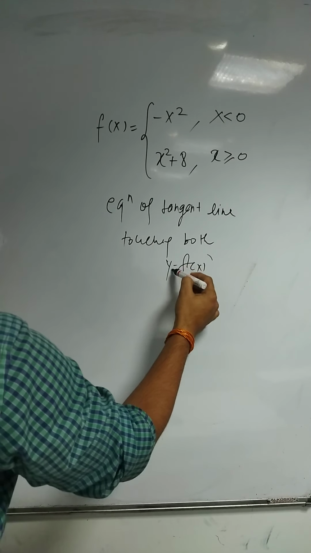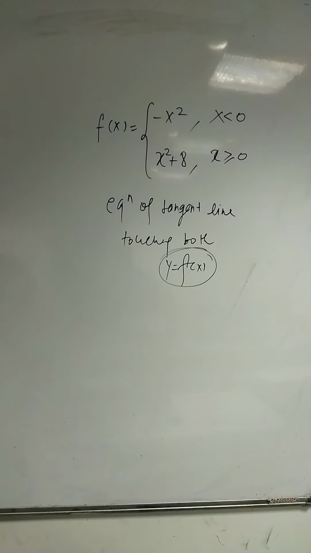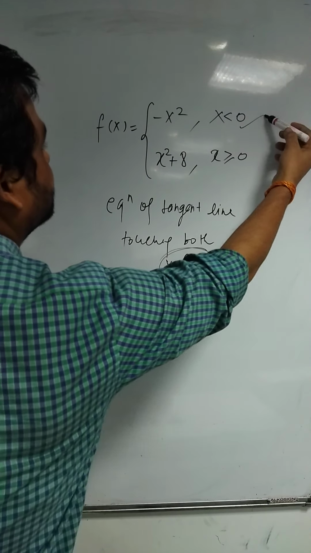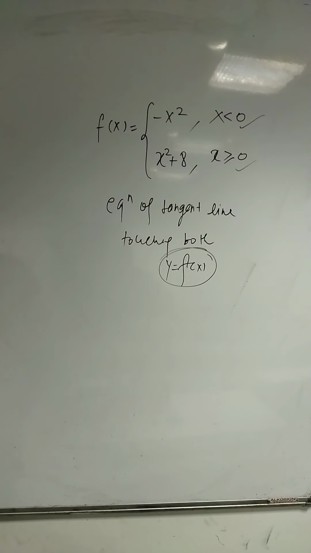y is equal to f(x), this is the definition actually. This is the first branch, this is the second branch. So you have to find the common tangent for both the branches.